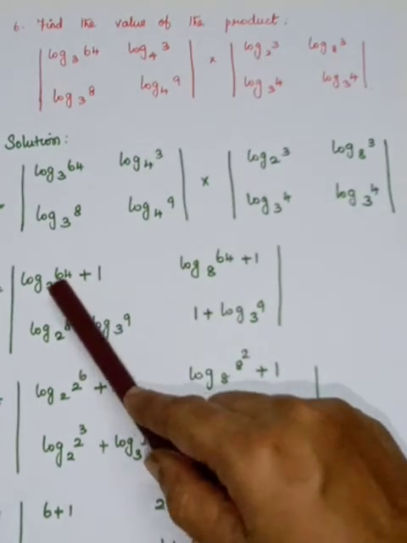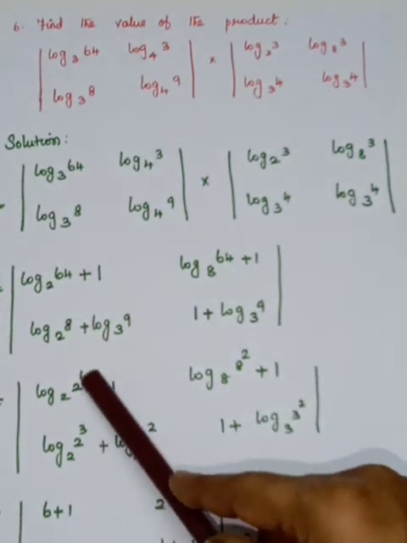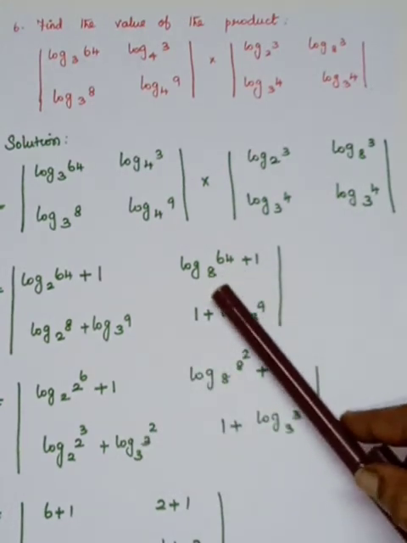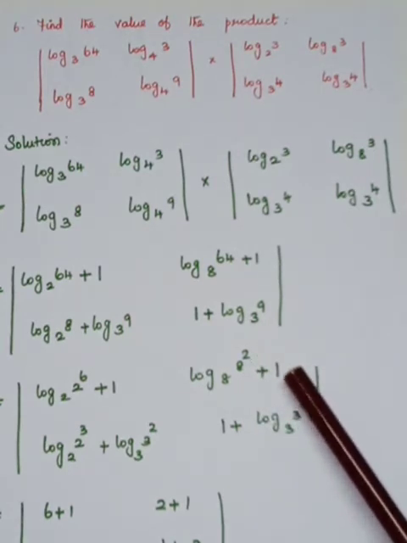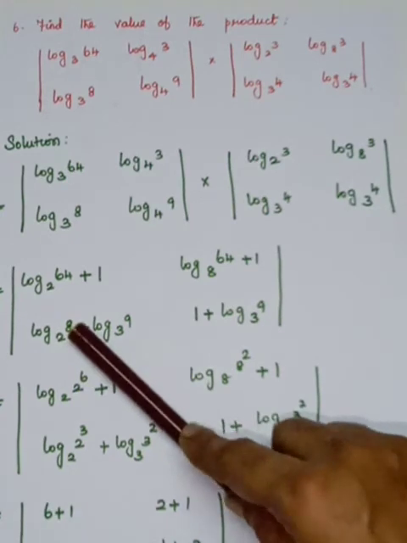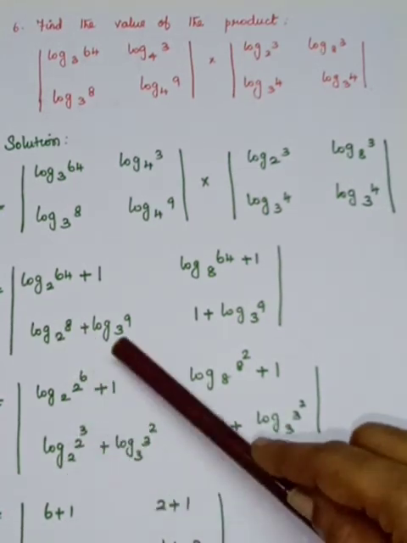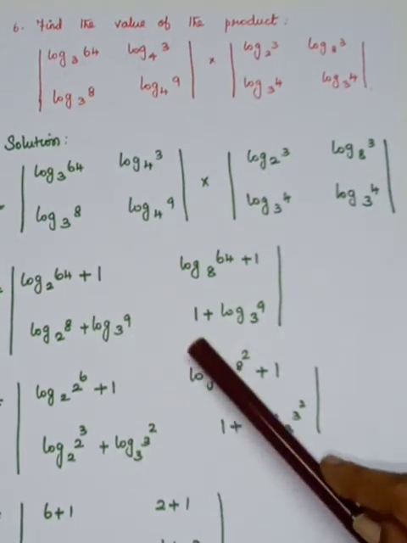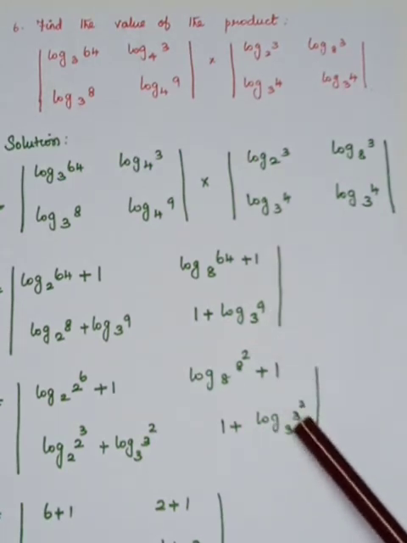Okay, the 64, here the base is 2. So 64 can be written as 2 power 6 plus 1. Here 64, the base is 8. So the same 64 can be written as 8 squared plus 1. Here 8, the base is 2. So the 8 can be written as 2 cube. So log 2 cube to the base 2. Here the base is 3. So the 9 can be written as 3 squared. And 1 plus log. Here also the base is 3. So the 9 can be written as 3 squared.